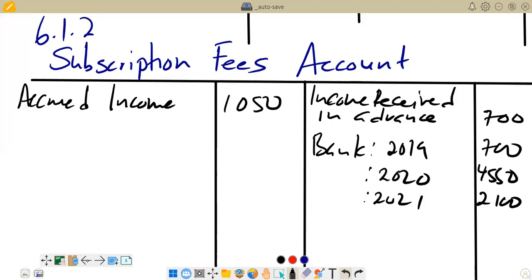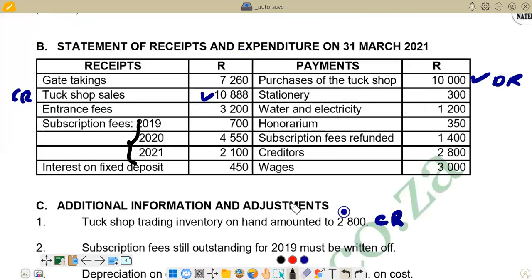Also we can go and check other entries that we should put in the subscription fees account. You'd see that we have got subscription fees refunded. So these ones we are supposed to put on the debit side of the subscription fees account. Remember, when we receive subscription fees, we credit the subscription fees account, like we did on the bank. But when we are making a refund, we go to the opposite side. Now we are reducing the figure that we've received.